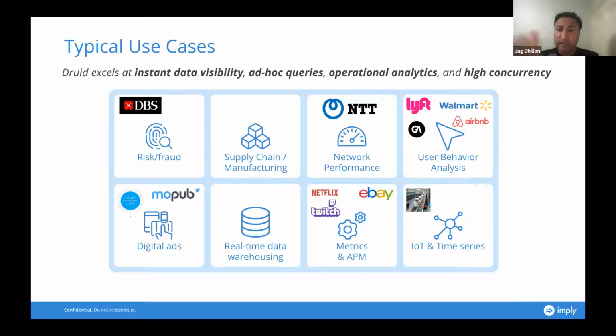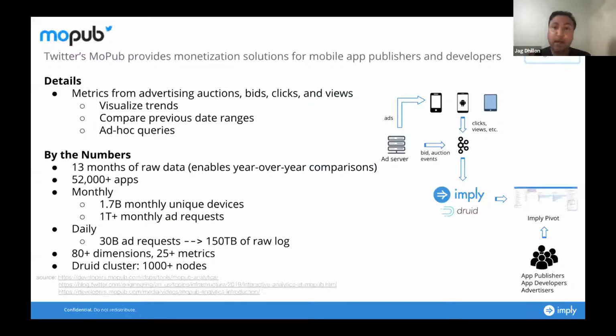So these are some of the use cases. What I'll do, conscious of time, let's go into Mopub. Mopub is the company owned by Twitter. It provides monetization solutions for mobile app publishers and developers.